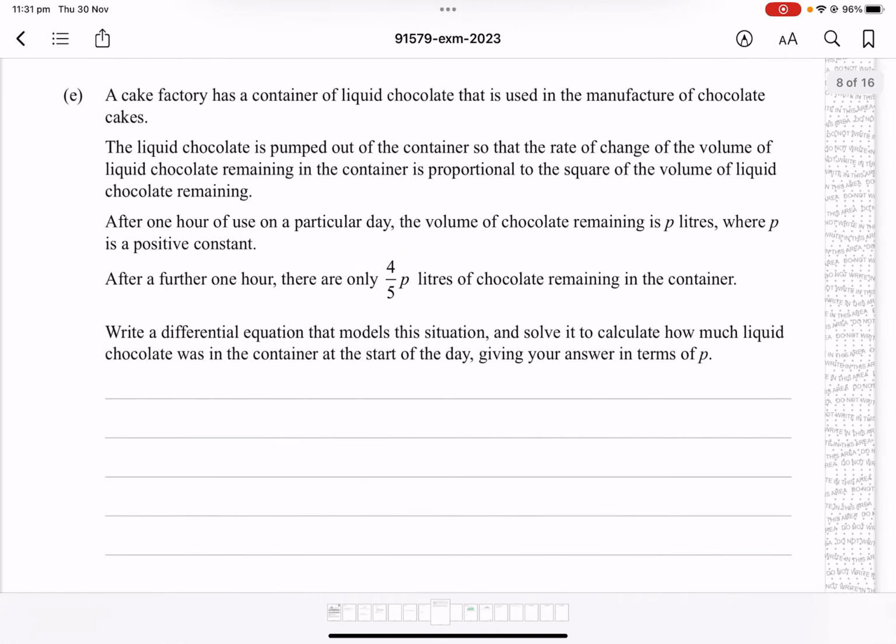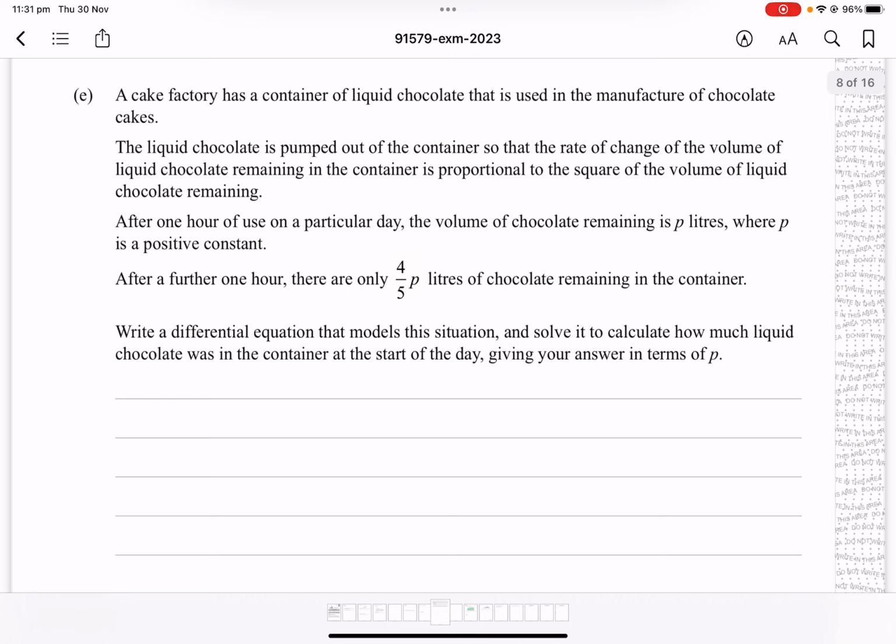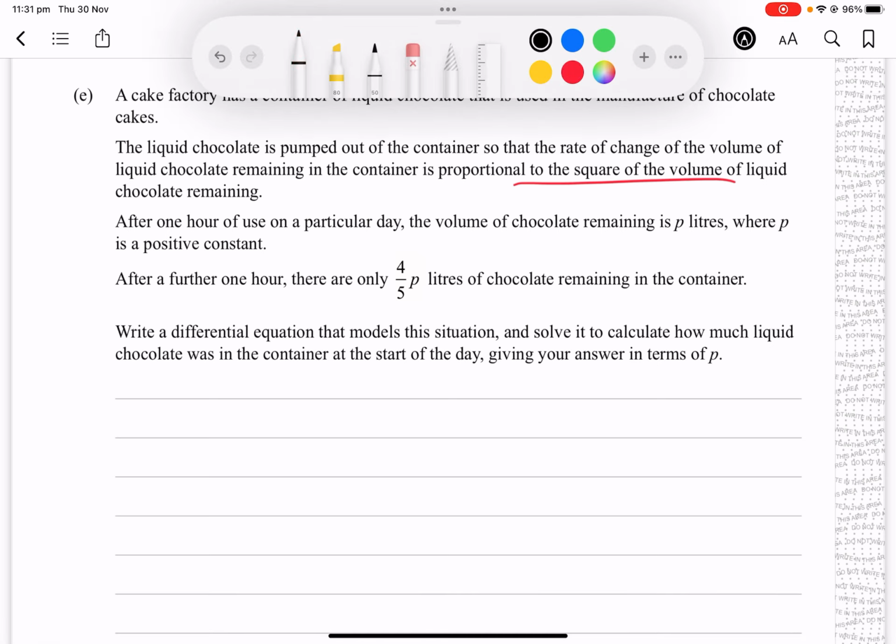Okay, so let's have a look at question E. The cake factory has a container of liquid chocolate that's used to manufacture chocolate cakes. The liquid chocolate is pumped out of the container so that the rate of change of the volume of liquid chocolate remaining in the container is proportional to the square of the volume of liquid chocolate remaining. So that's pretty important, proportional to the square of the volume. And after 1 hour of use on a particular day, the volume of chocolate remaining is p liters, where p is a positive constant. So that's 1 hour, we have p liters. After another 1 hour, we only have 4/5 p liters of chocolate remaining.